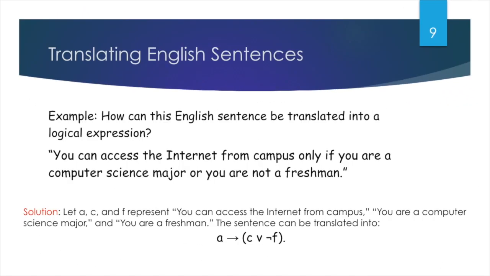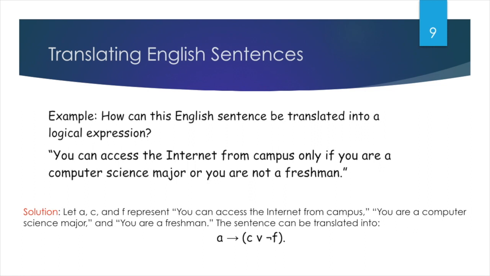Another example. "You can access the internet from campus only if you are a computer science major or you are not a freshman." Now let me chop this statement into small propositional statements, and I will give each statement a propositional variable. A, C, and F will be used as variables. So let A now refer to the statement "you can access the internet from campus."